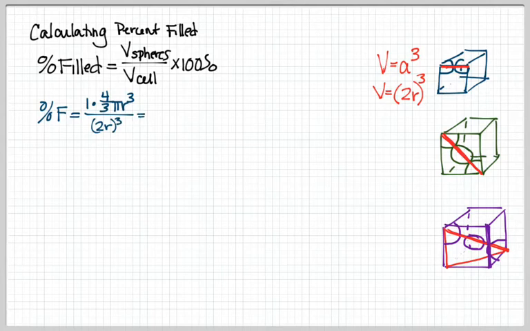Okay, then we end up with 4/3 pi r cubed divided by 8r cubed. So look, our r's cancel. It doesn't matter what size the atom is or what atom we're talking about. And if we collapse all of these constants, we get a fraction, 0.523, so times 100% means that 52.3% of a primitive cube is filled by atoms.